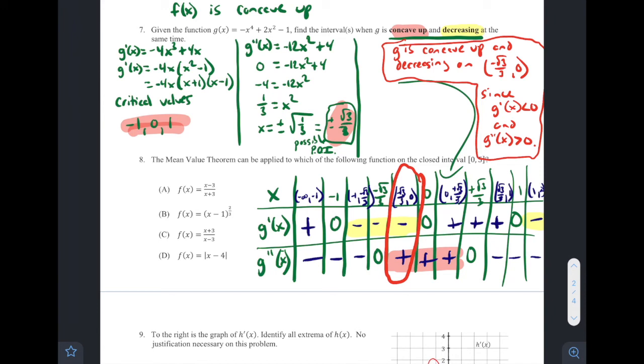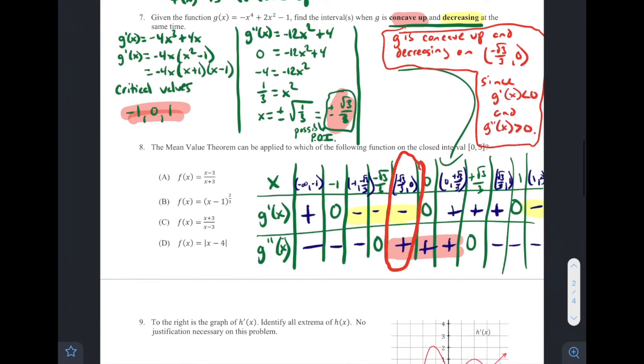Great, that's number 7. Number 8, I've already written a bunch here, but let's take a look at the problem itself. Luckily, this one's multiple choice. The mean value theorem can be applied to which of the following functions on the closed interval from 0 to 5? We know that for the mean value theorem to apply, the function needs to be continuous and differentiable on the given interval from 0 to 5.